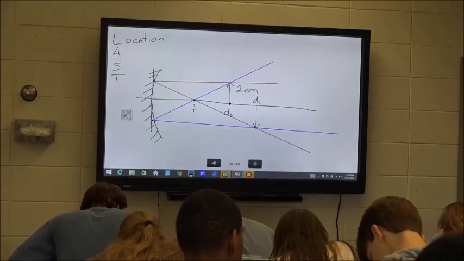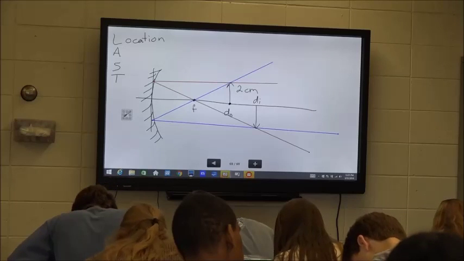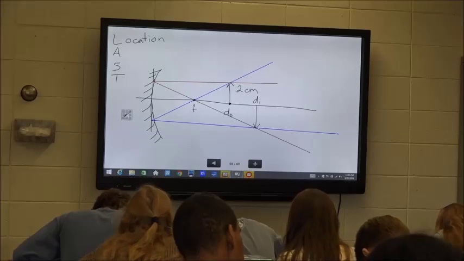From the mirror or the theoretical line? This should be the same at the principal axis. You're measuring at the principal axis, so this should be the same.